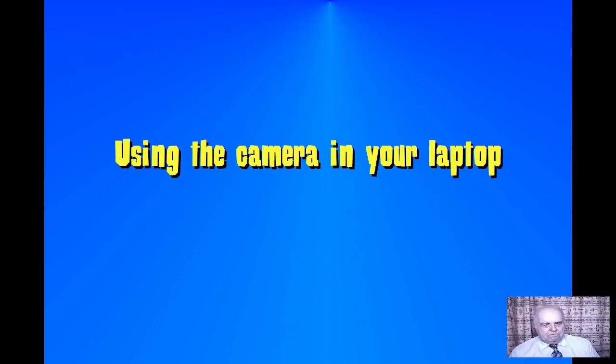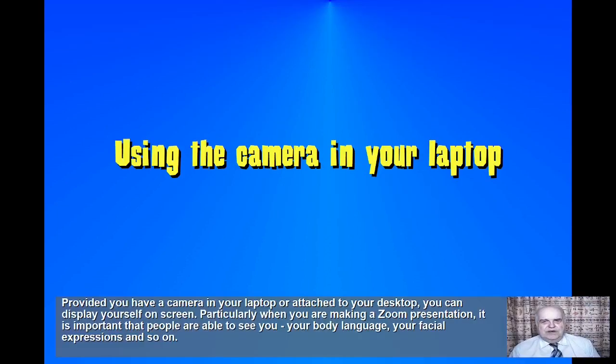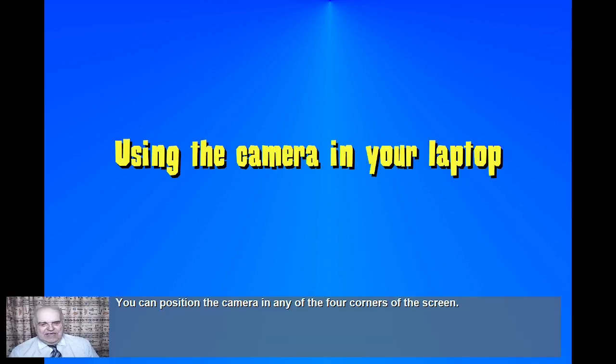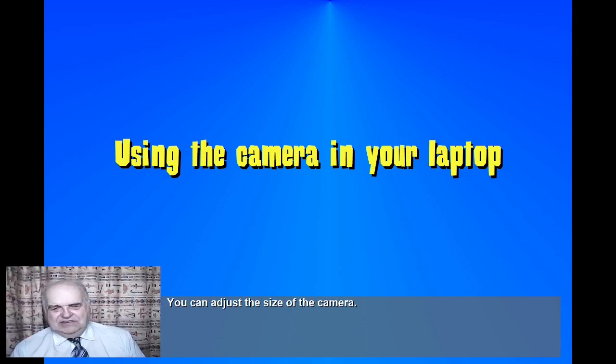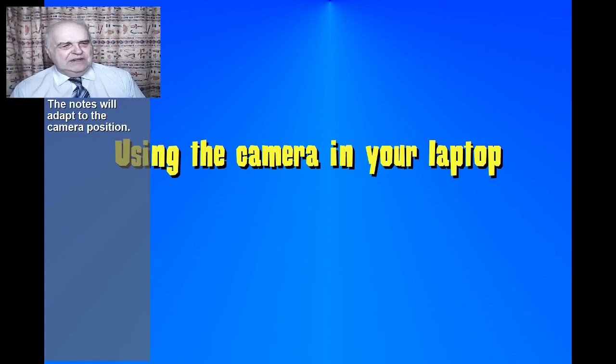Now, another thing that I found useful when doing Zoom sermons is to have my laptop's camera or my computer's camera on, so that people can see what I'm saying, read my body language, that's so important, see my smile or whatever. And you can have the camera in any of the four corners of the screen. You can also adjust the size of the camera to make it larger. You can even, if you're wanting to do an appeal, make it fairly large.